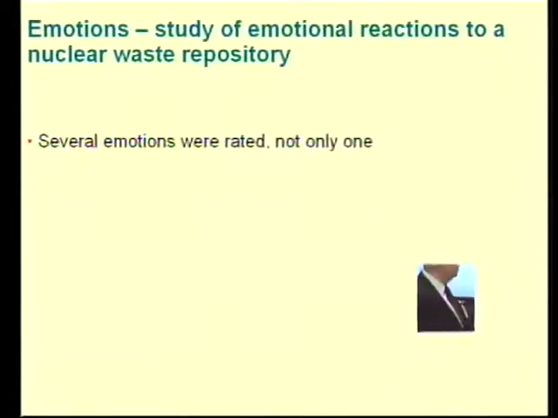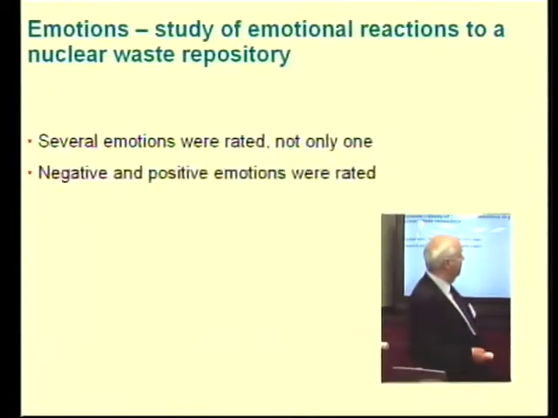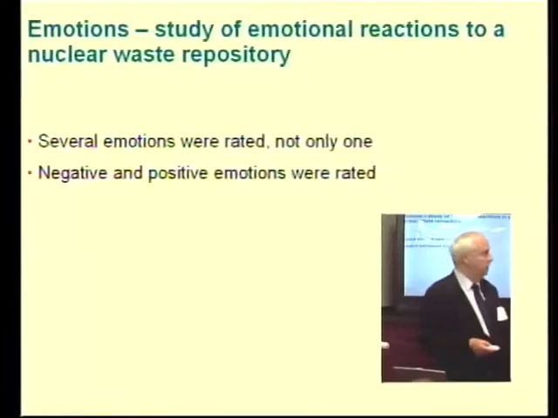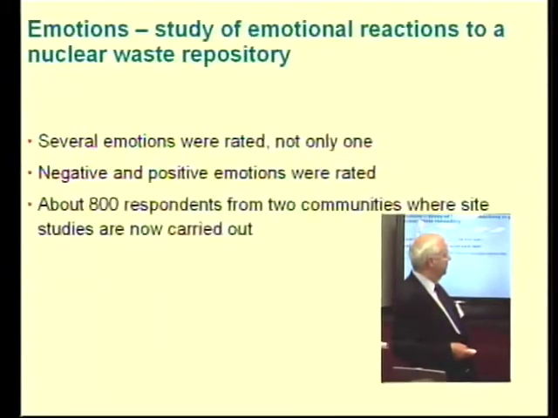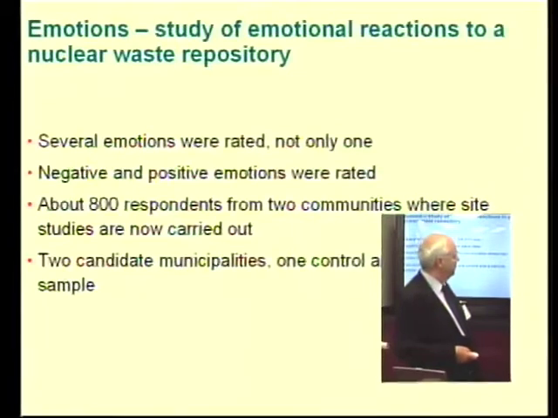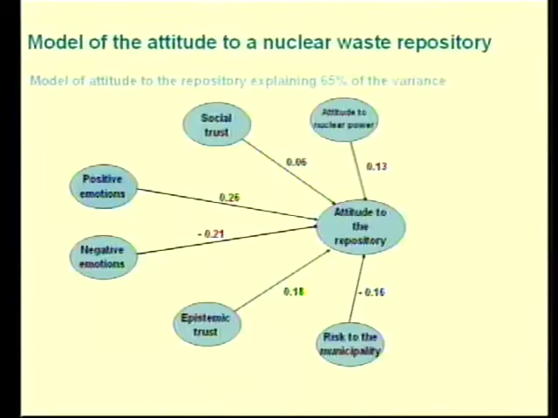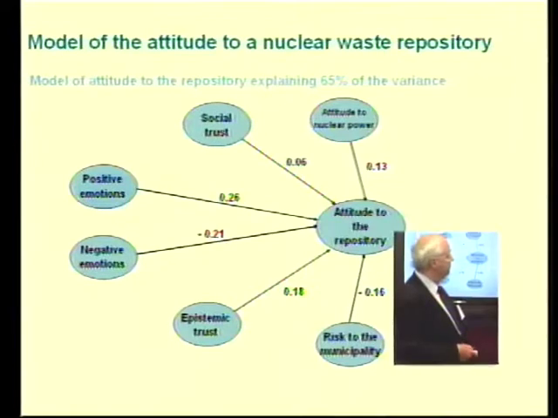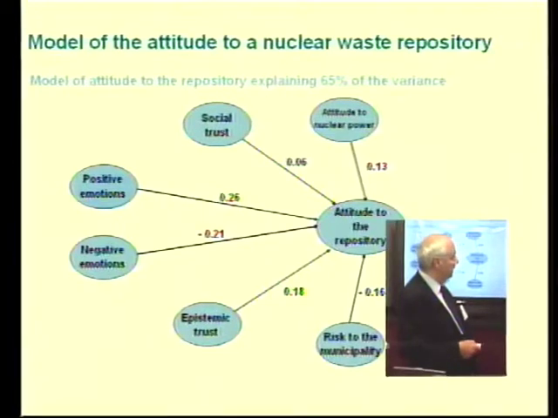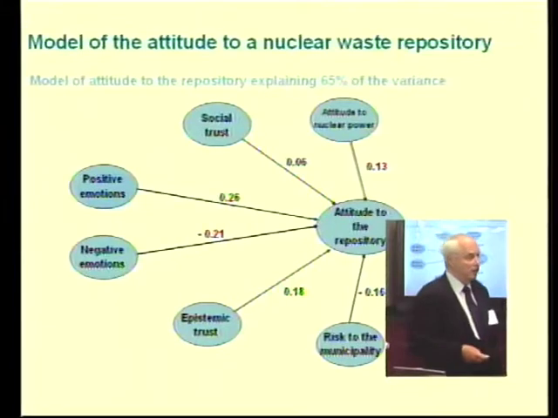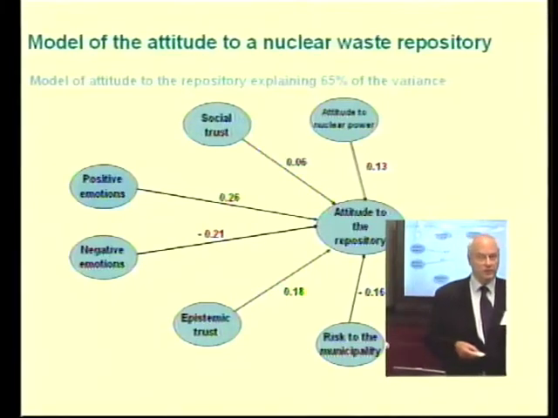However, that's not the same as emotion. I had another study where I had people rate how they reacted emotionally to the concept of a nuclear waste repository in their neighborhood. Both negative and positive emotions were rated. About 800 people in 2 candidate municipalities, some control data and a national sample as well. And here you see that attitude to the repository is most strongly related to the emotion factors. Both negative and positive emotions are important. Epistemic trust seems to be important. Risk to the municipality, attitude to nuclear power. Social trust, on the other hand, plays a more marginal role here.